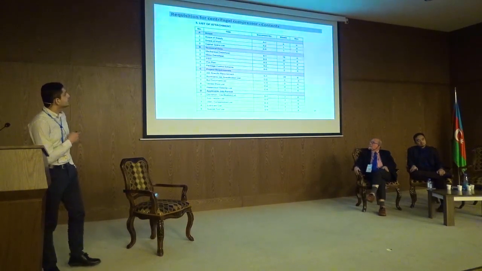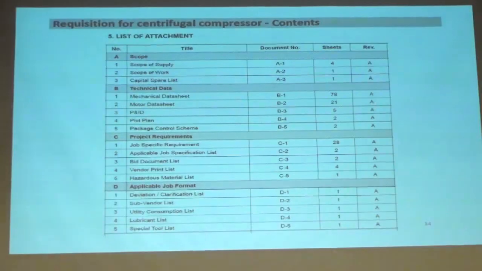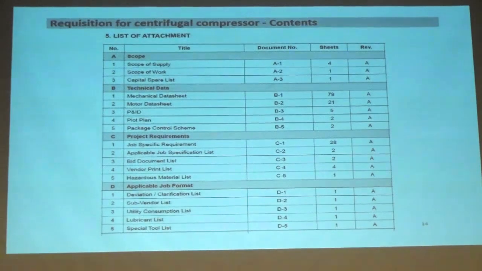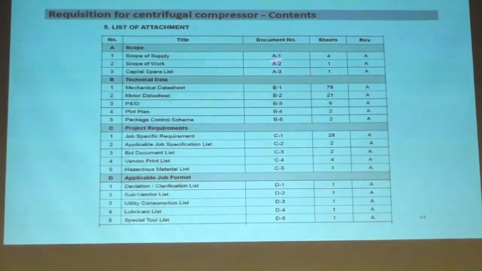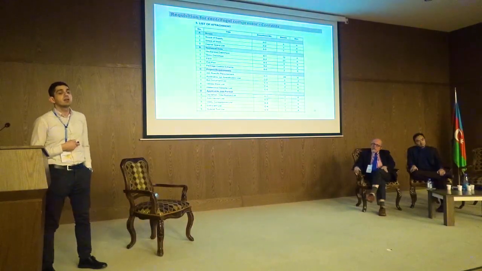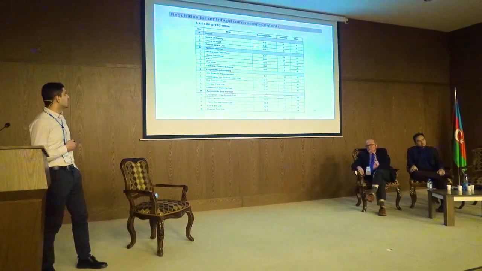So let's go ahead with detailed engineering. Here we have this requisition for the centrifugal compressors. It's a table of contents, and as you can see here, we have the scope of supply, scope of work, capital spare parts. So we have to mention all these kind of things before we can make a requisition to the vendor, as a rotating equipment engineer.